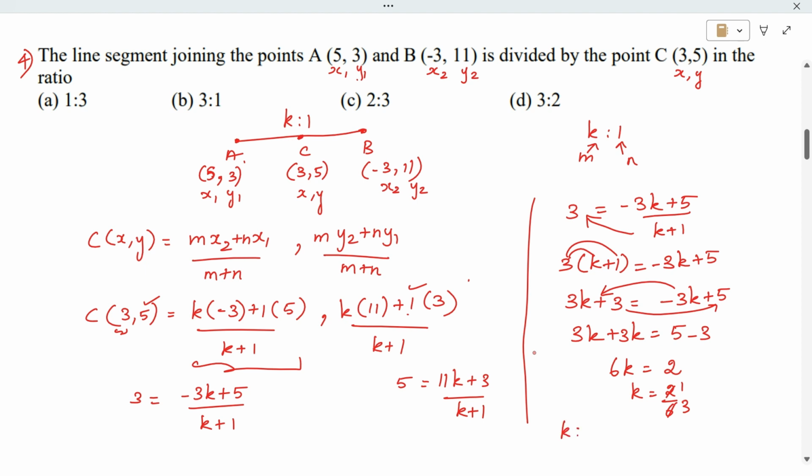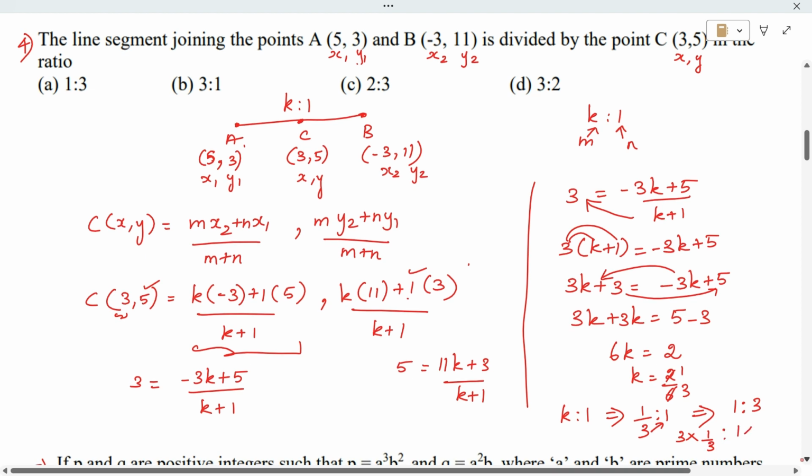The required ratio is k is to 1, which implies 1 by 3 is to 1. So if 3 is taken to the other side, the required ratio is 1 is to 3. Or you can just make it equivalent by multiplying 3 on both sides. So you will get 3 into 1 by 3 is to 1 is to 3. So 3 and 3 will get cancelled. So the required ratio is 1 is to 3. So the option is A, 1 is to 3.